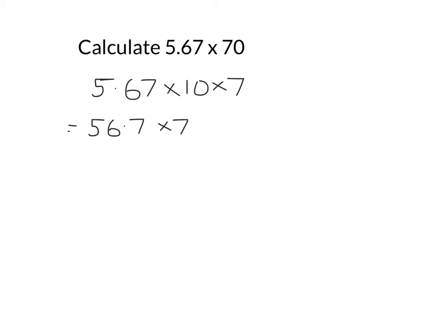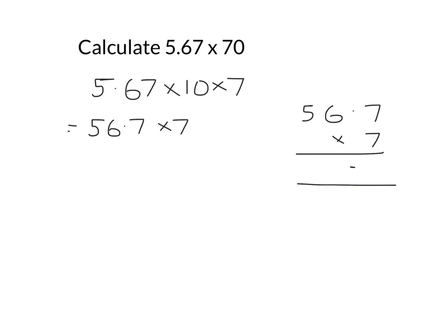5.67 multiplied by 70, so once again we're just going to split this up into 5.67 multiplied by 10, multiply that by 7, because multiplying by 10 and by 7 is the same as multiplying by 70. So we'll do 5.67 multiplied by 10, so our 5.67 will move one place to the left in our place value. That will give us 56.7, which we need to multiply by 7, which we can just set out at the side, 56.7 multiplied by 7.